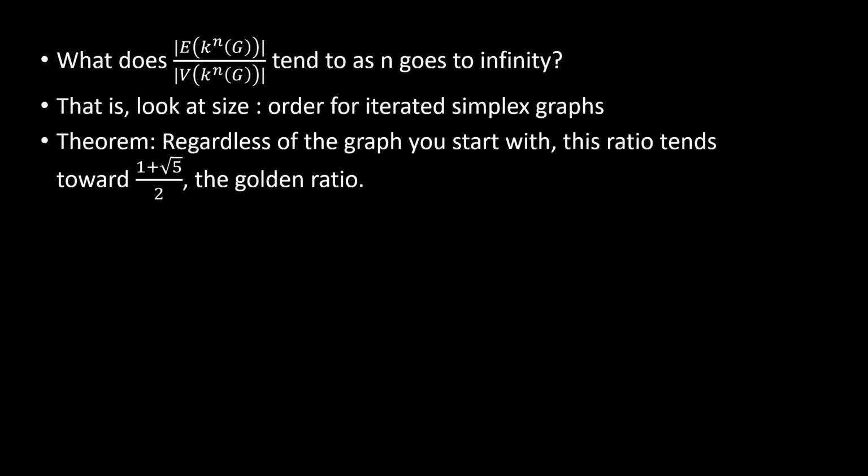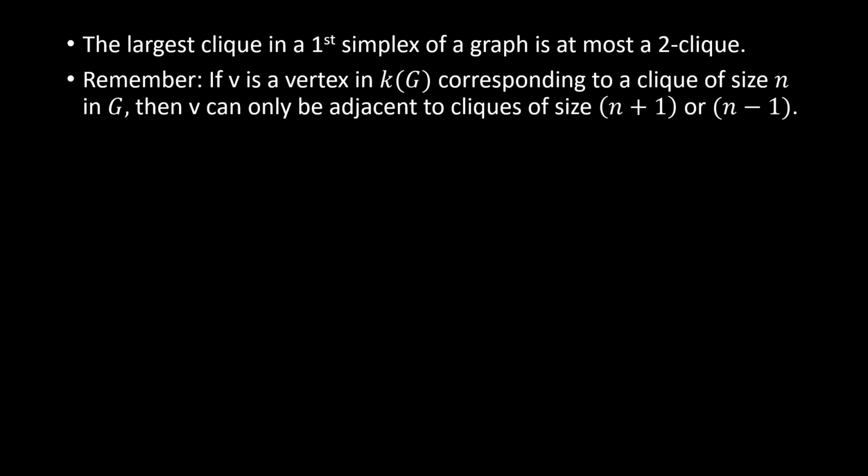Why is this true? Well, first, it would be nice to have some kind of formula for the number of vertices and for the number of edges in, say, the nth simplex of some graph. To find a formula, first, let's look at what taking the first simplex does. It gives us a graph where the largest clique is at most a 2-clique. This is because of the rules of a simplex graph. Simplex graph vertices corresponding to n-cliques in the original graph can only be adjacent to simplex graph vertices corresponding to n plus 1 or n minus 1 cliques in the original graph.